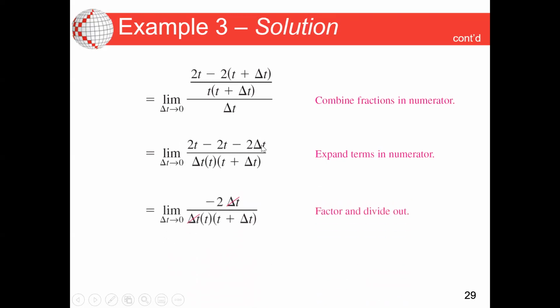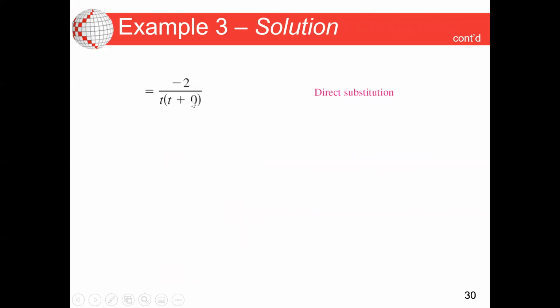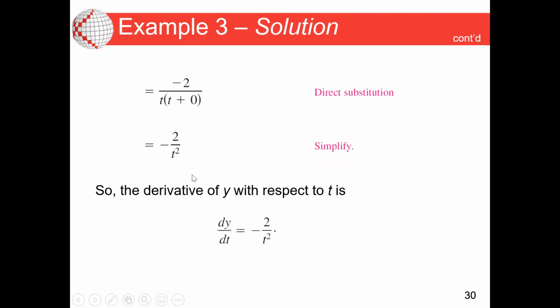So we simplify first. The dt is here, and we have the dt also here, so we can cancel the dt. And then we have this now. As dt approaches 0, that will be 0 here. So later we get minus 2 over t times t, and that will give us minus 2 over t squared, and that will be our final answer. So the derivative of the function will be this.